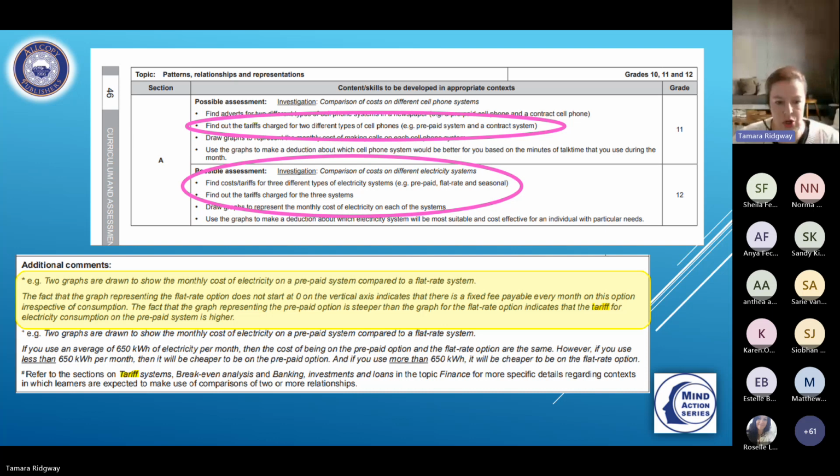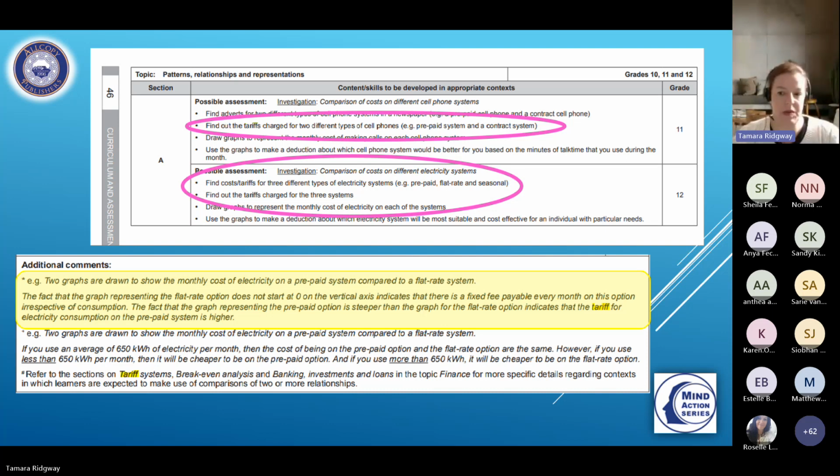2 graphs are drawn to show the monthly cost of electricity on a prepaid system compared to a flat rate. Again, just the context. The fact that the graph representing the flat rate option does not start at 0 on the vertical axis indicates that there is a fixed fee payable every month. Nothing new to us on this option, irrespective of consumption. And then the fact that the graph representing the prepaid option is steeper than the graph for the flat rate indicates that the tariff for electricity consumption on the prepaid is higher.